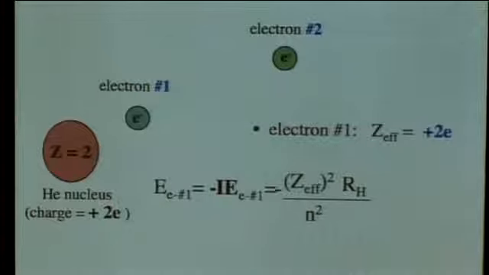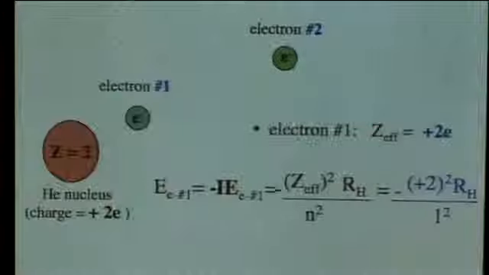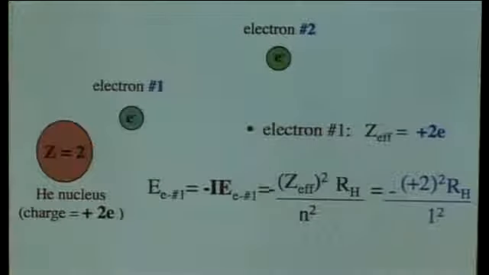Again, we can just plug this into our equation. So if we write in our numbers now, saying that Z effective is equal to 2, we get -2 squared RH, all divided again by 1 squared. We're still talking about a 1s orbital here. And if we do that calculation, what we find out is that the binding energy in this case, where we have no shielding, is -8.72 times 10 to the -18 joules.